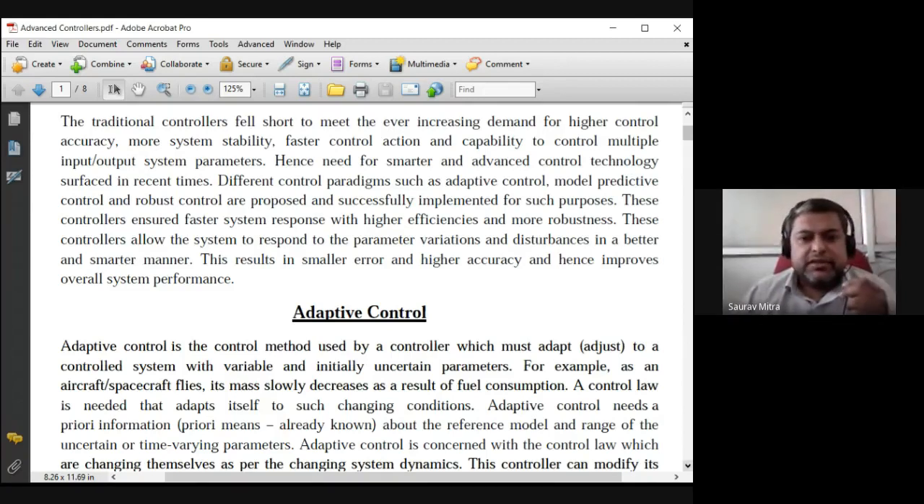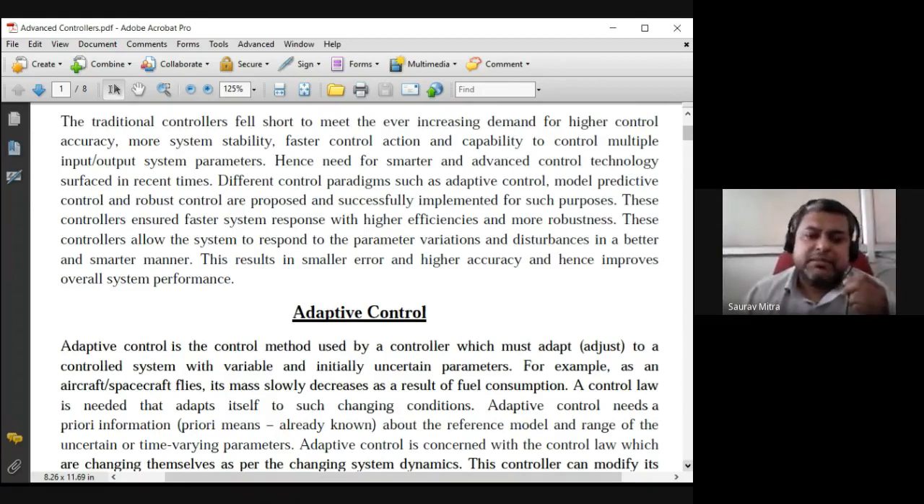The traditional controller fell short to meet the ever-increasing demand for higher control accuracy, more stability, faster control action, and capability to control multiple input-output system parameters. So the first line itself says why these advanced controllers are required. The traditional controllers we have seen are on-off, proportional, integral, derivative, PI, PD, PID. All these are very traditional analog controllers. They cannot produce very high accuracy like the controllers we are going to explain now.